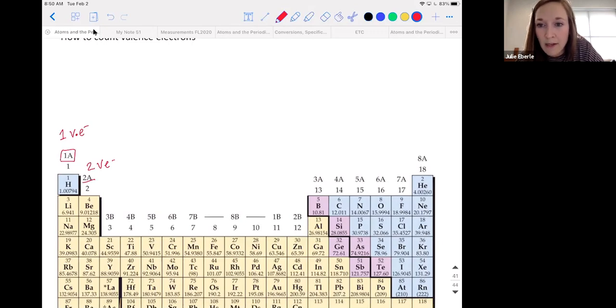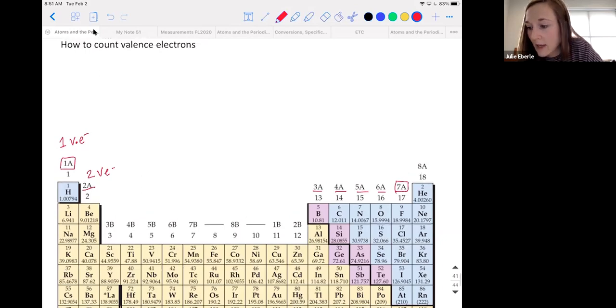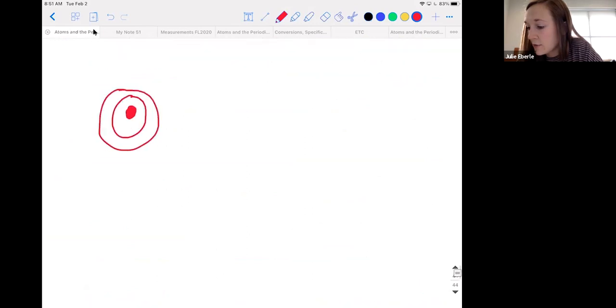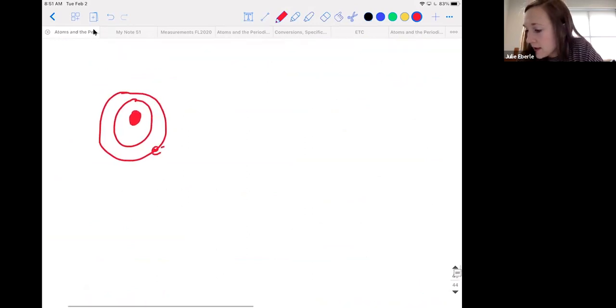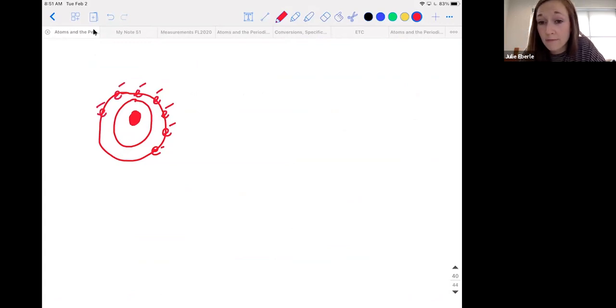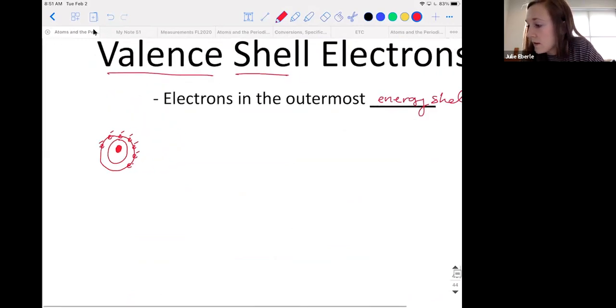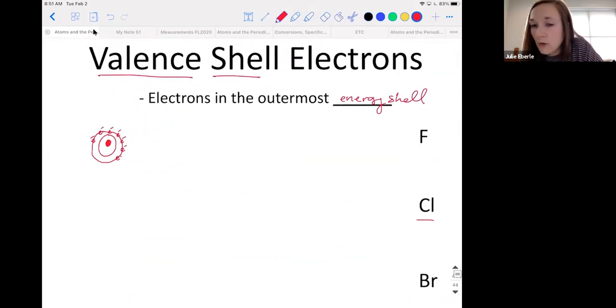So now, how many valence electrons does fluorine have? Well, we've got 3, 4, 5, 6. It is in group 7A. So guess how many valence electrons it has? 7, okay? So let's draw those on here. I want you to draw 7 E's or dots or whatever. I'm going to draw them as electrons. 2, 3, 4, 5, 6, 7. Guess what? There's fluorine, okay? We just drew fluorine. All right, let's draw chlorine.